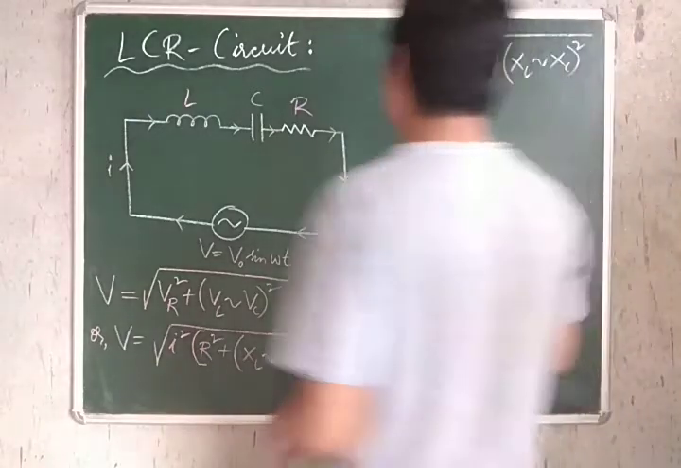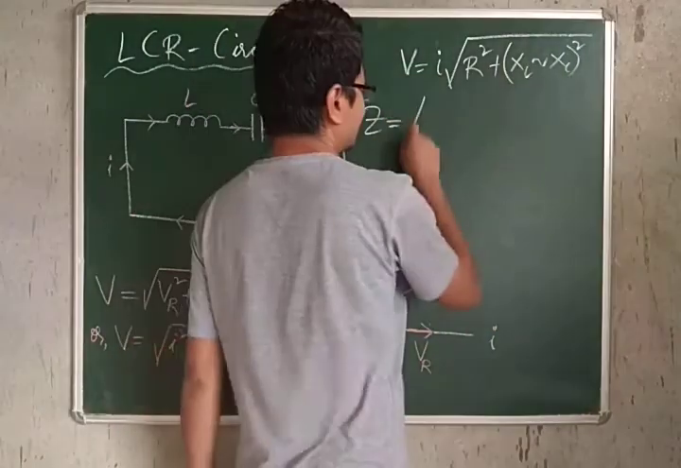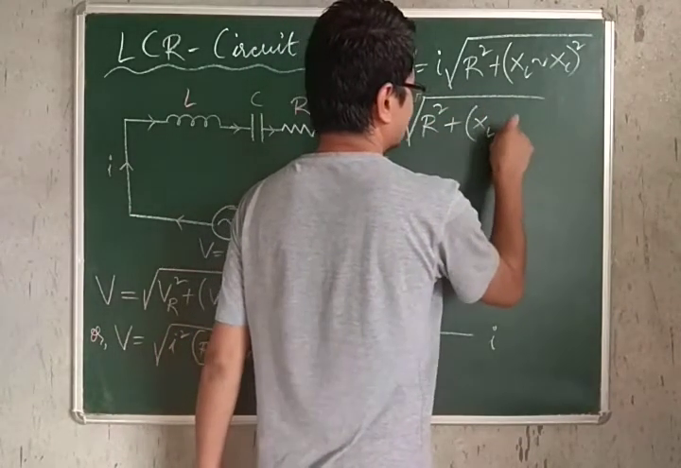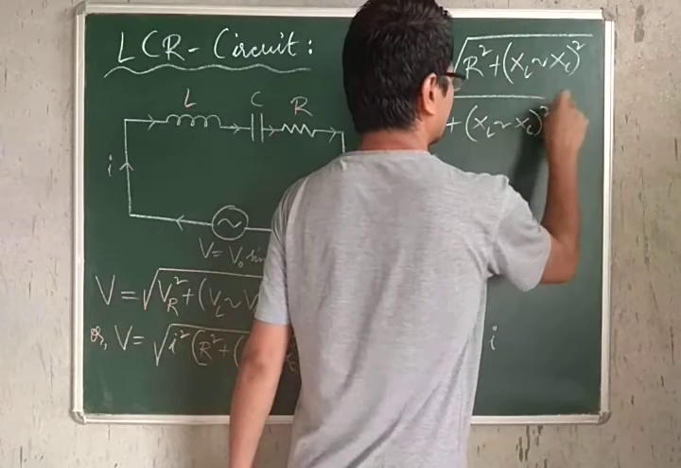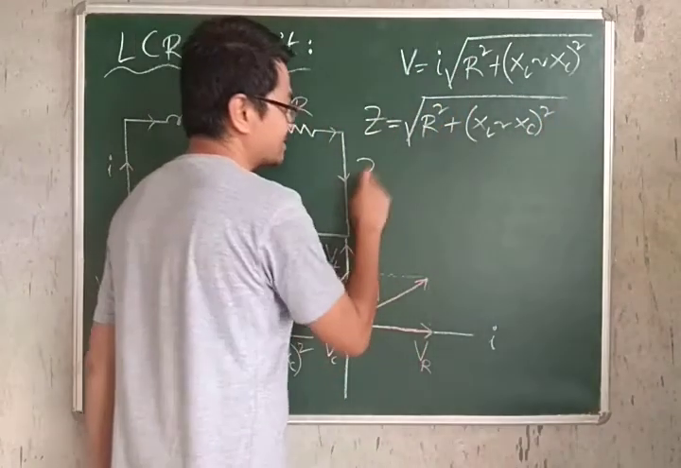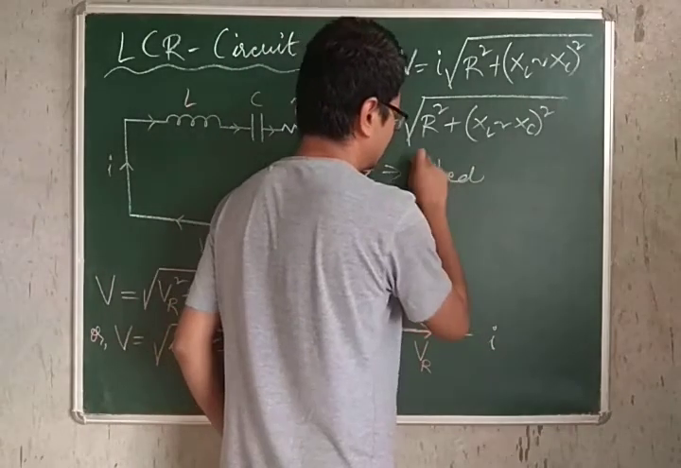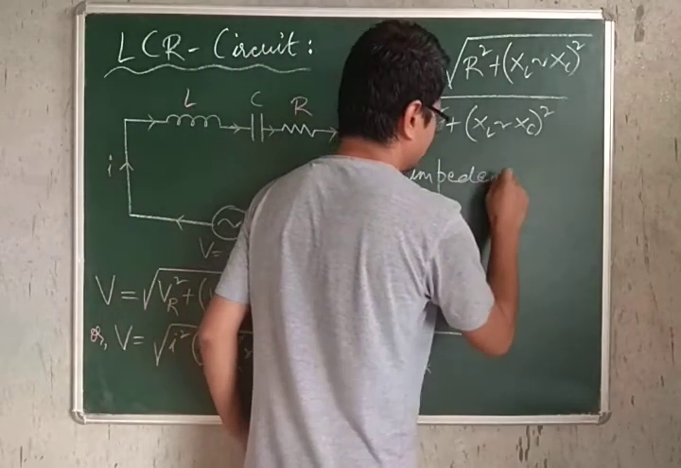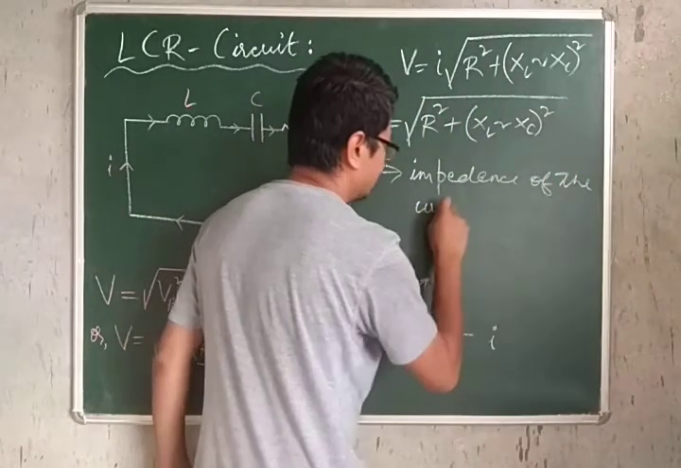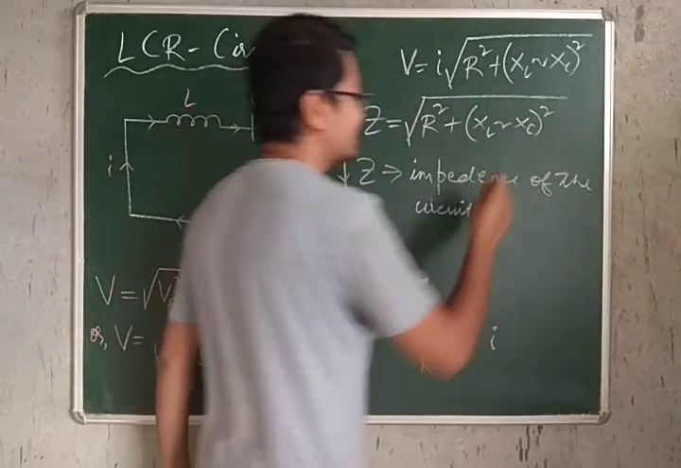Now this something inside the square root is denoted by a capital Z, and this Z is equal to the square root of R squared plus (XL minus XC) whole squared, and this Z has a name. It's called the impedance of the circuit. It's called impedance of the circuit.